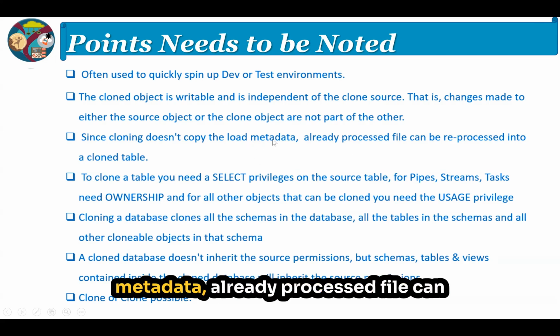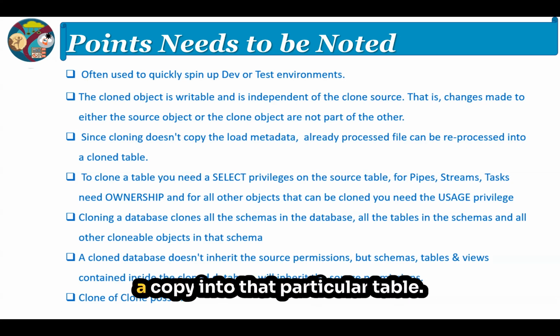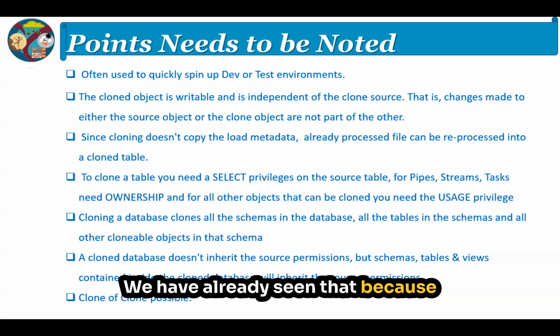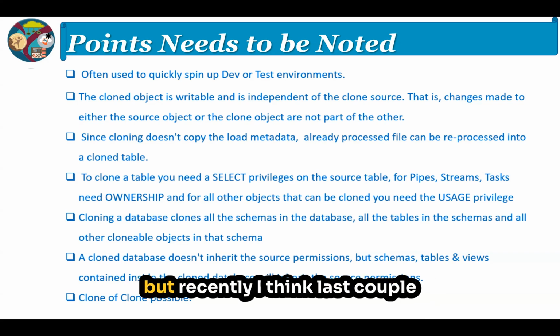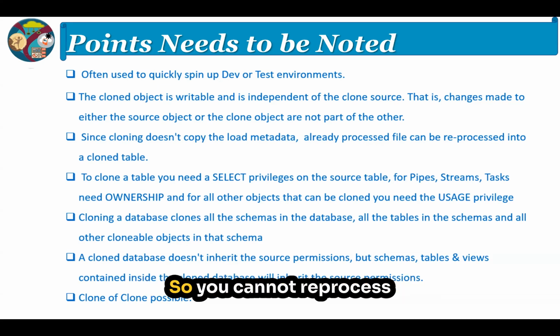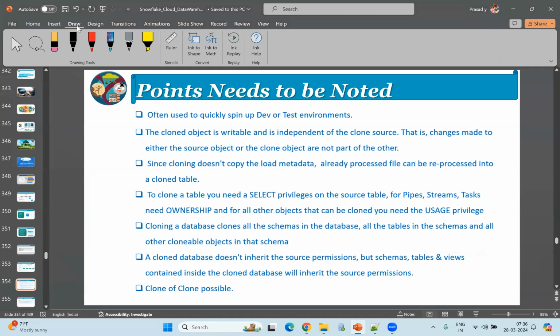Since cloning doesn't copy the load metadata, already processed files can be reprocessed into the clone table. Which means when we apply a copy into that particular table, once the file is copied, we cannot copy it again, as we have already seen, because this load metadata is not copied. But recently, in the last month or couple of months, they have changed this behavior. When we are cloning, that metadata also will be copied, so you cannot reprocess the same file again.